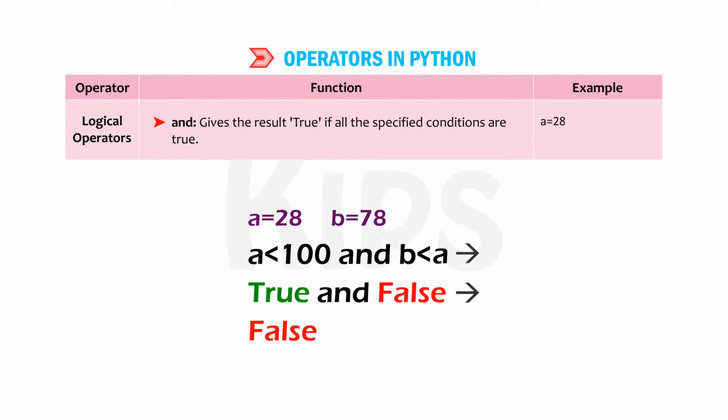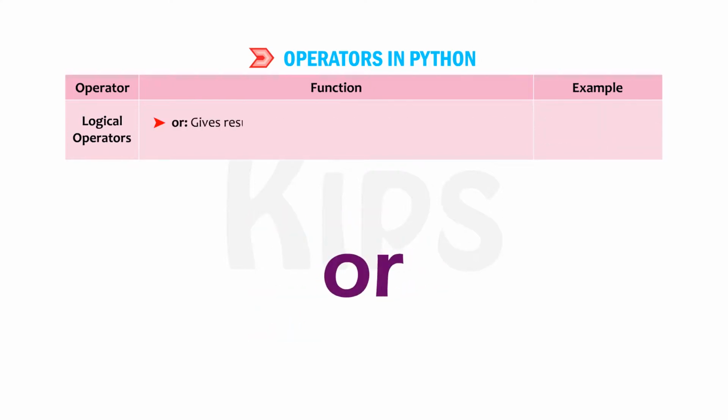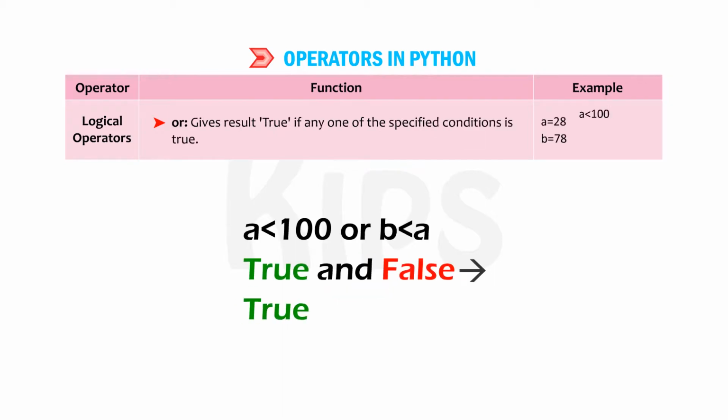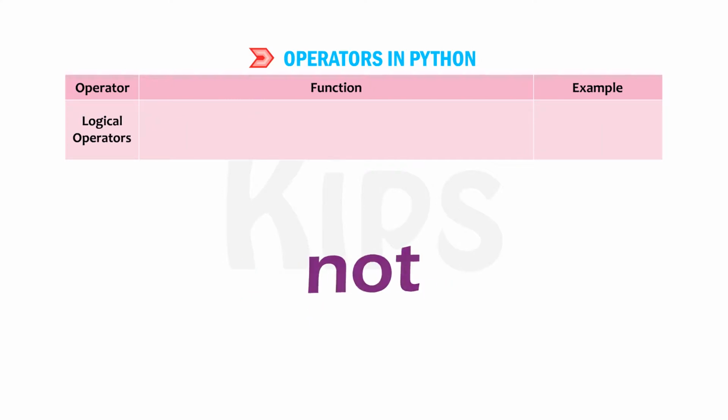For example, A equals 28, B equals 78. A is smaller than 100 and B is smaller than A. True and false gives false. Or gives the result true if any one of the specified conditions is true. A is smaller than 100 or B is smaller than A. True or false gives true.